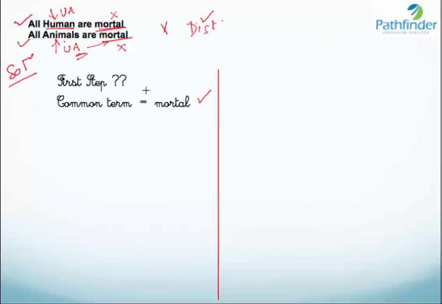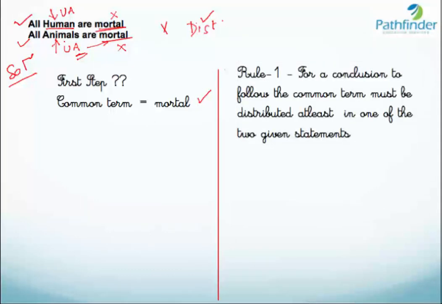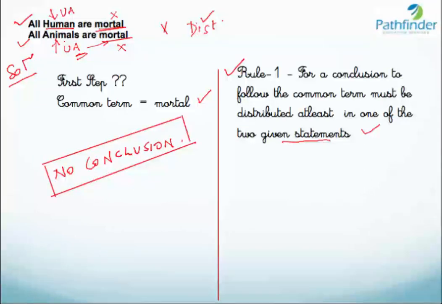So what does that mean? It means that rule 1, which says that for a conclusion to follow, the common term must be distributed at least in one of the two given statements, has been violated. And because rule 1 has been violated, we can easily say that there is no conclusion that can follow from these two given statements.